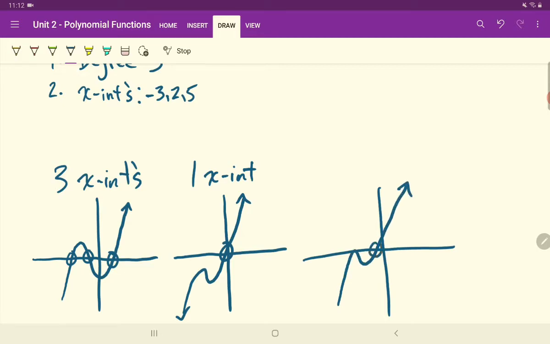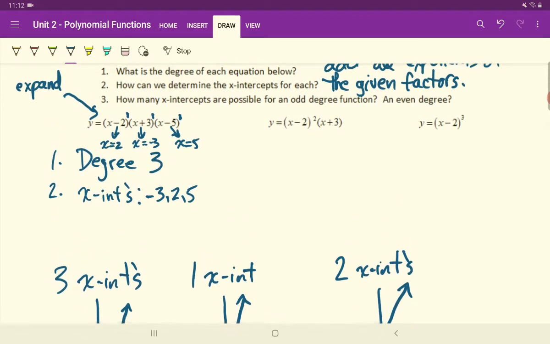How about this situation, where it touches right at that point and then turns back around? This would have 2 x-intercepts. There are different ways you can draw those graphs, but there are no other possibilities. You can either have 3, 2, or 1 x-intercepts.